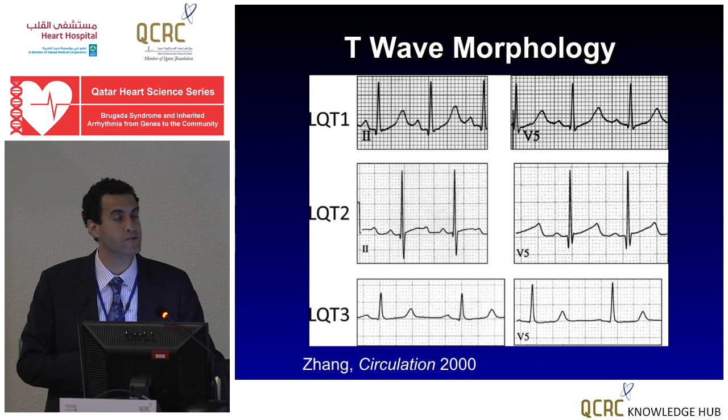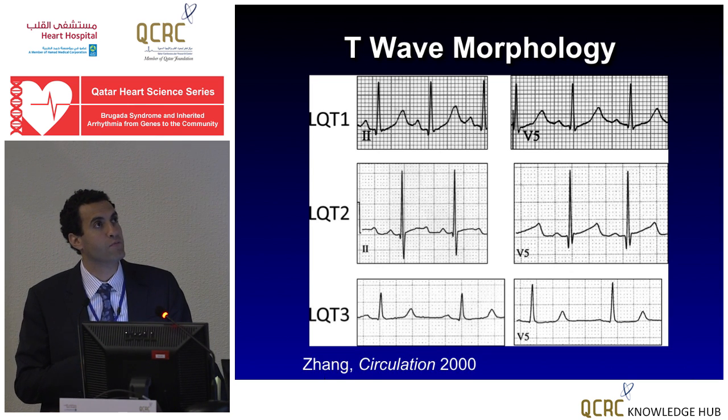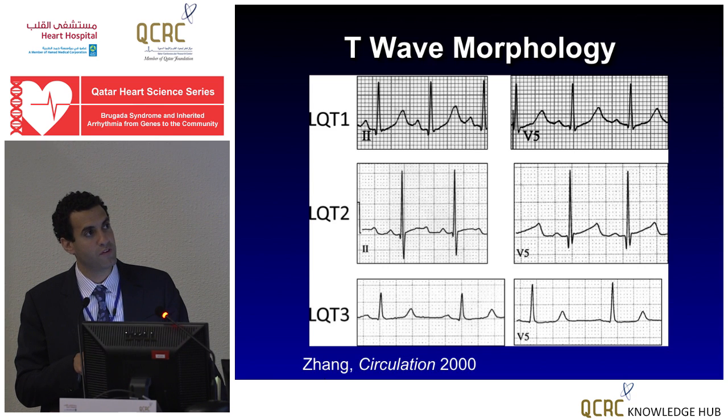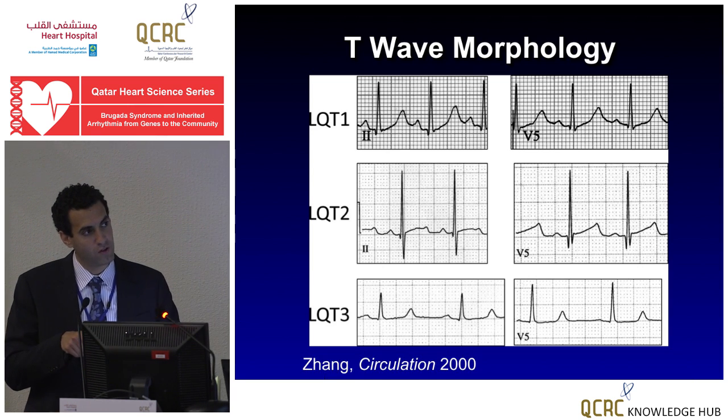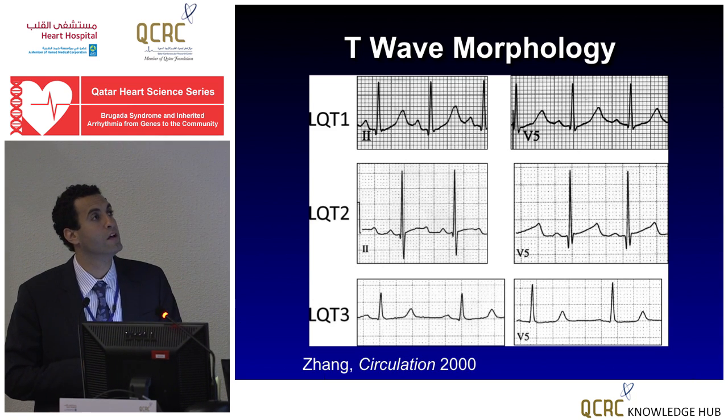T-wave morphology, this is one of the first phenotype-genotype correlation papers looking at T-wave morphology in the long QT 1, 2, and 3 syndromes. The long QT1 syndrome has a very broad-based T-wave with almost immediate upsloping of the T-wave. The long QT2 often has a biphasic T-wave with a very abnormal repolarization pattern. Long QT3 is characterized by a long isoelectric segment and a late-peaking T-wave. This isn't always the case, but oftentimes, if you have these morphologies, you can genotype by phenotype alone.